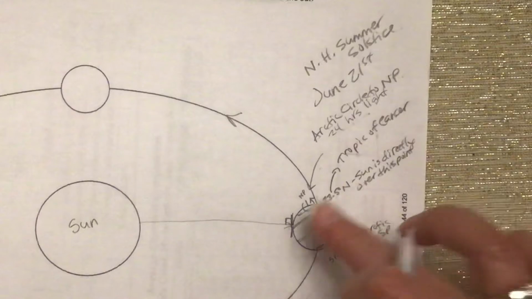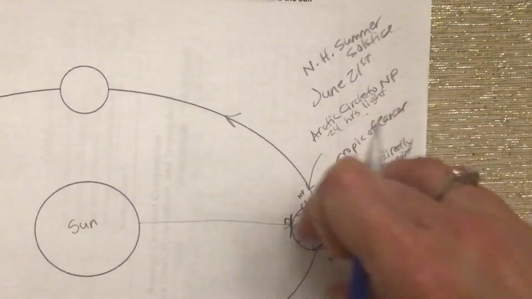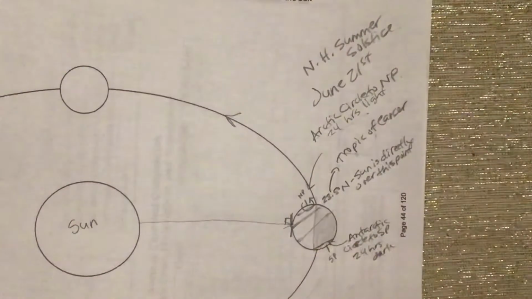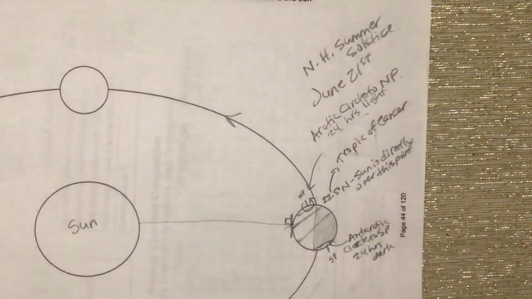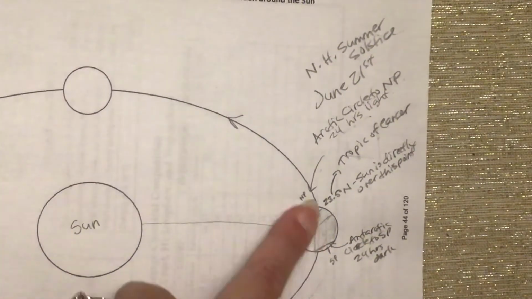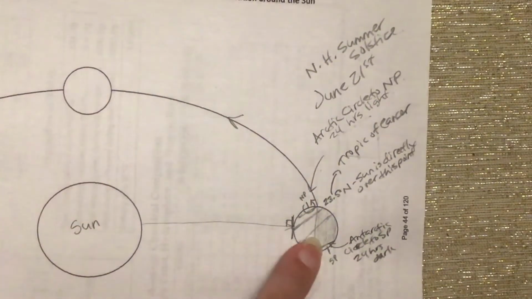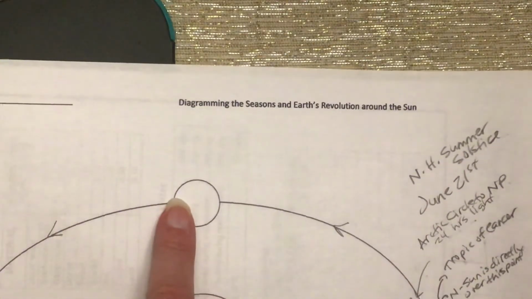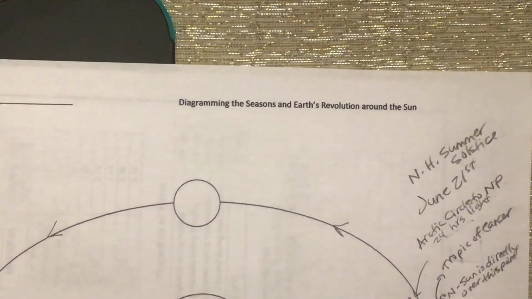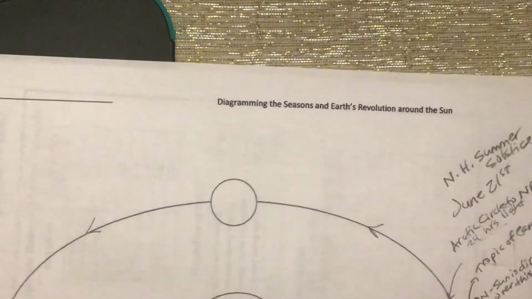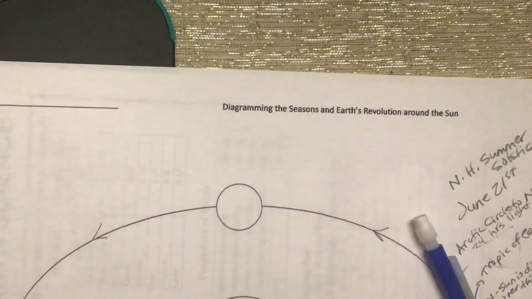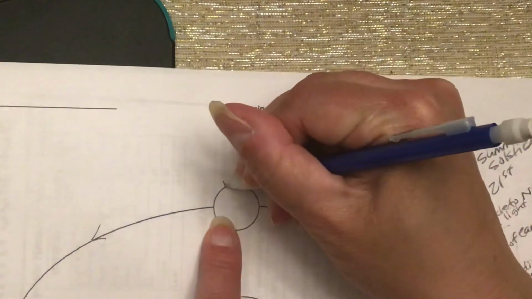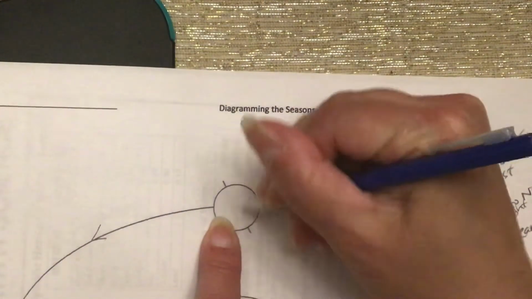Now, just from this one Earth, just from knowing that this is the North Pole and knowing that the Earth revolves in a counterclockwise direction, we can fill in everything else. Because if this is the first day of summer, what happens 3 months later? This is the first day of the Northern Hemisphere's fall. So let's take that angle of the North Pole, South Pole, and transfer it over here. The North Pole is still tilted that way.